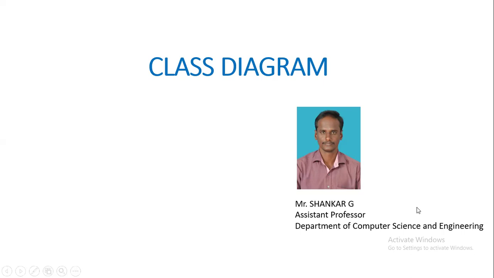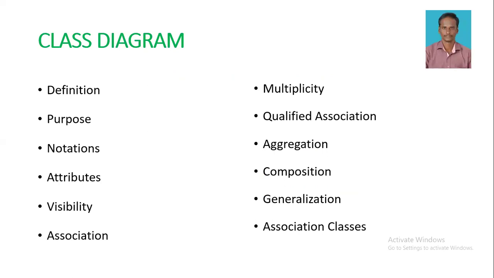Today we are talking about class diagrams from OOAD. In this topic, we are going to cover the following content under class diagram: the definition of class diagrams, the purpose of class diagram, the notations used in class diagrams, attributes, visibility, association, how we apply multiplicity, qualified association, aggregation, composition, generalization on the class diagrams, and association classes. So these are the topics we are going to cover under class diagram.